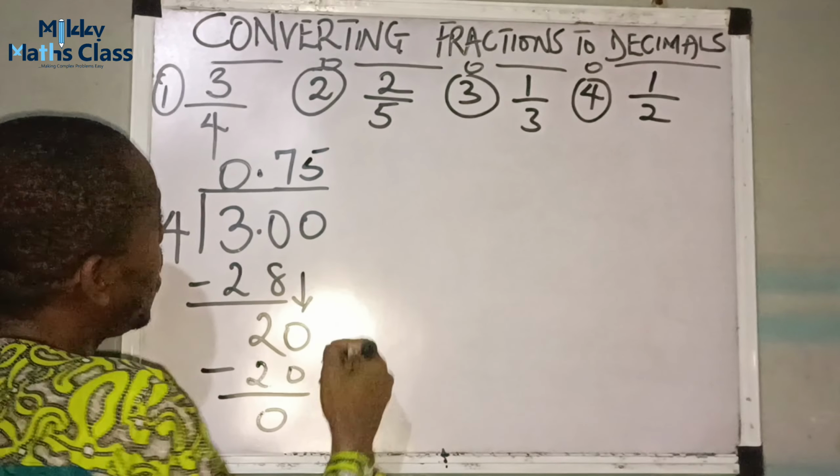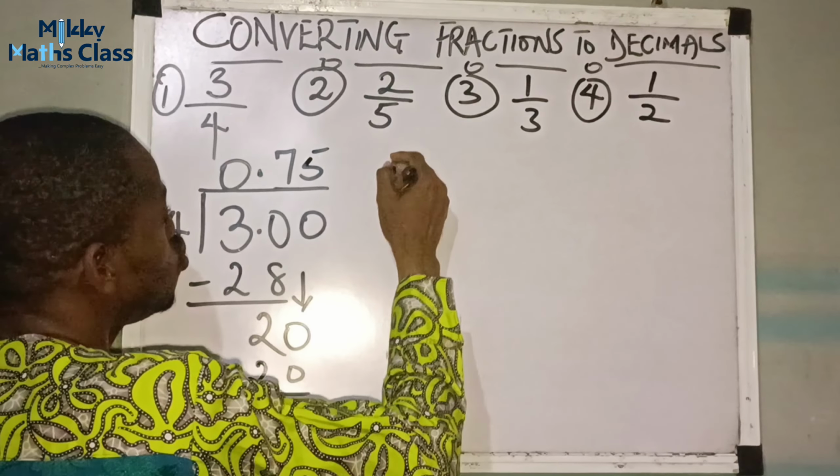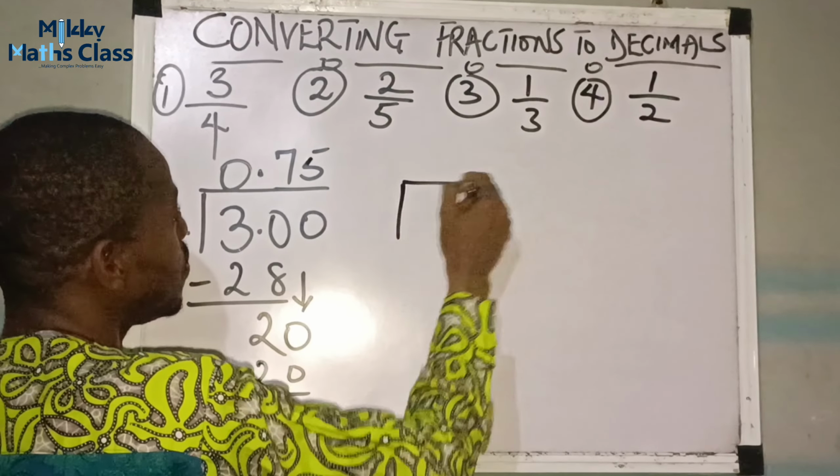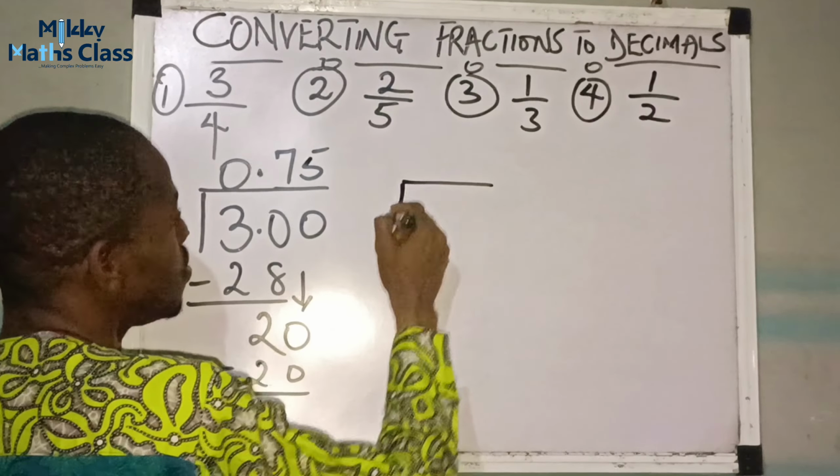That's the decimal number. The second one, 2 over 5, we'll do the same thing. We'll put our 5 outside, we'll put our 2. Now 5 in 2, is it possible? No. We'll put our 0.0. 5 in 20, of course you put your 0 here. That's 4. 4 times 5, 20. This is pretty easy. And that's all for the second one.